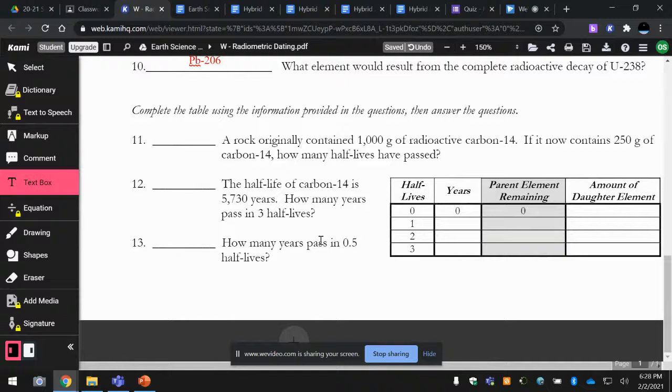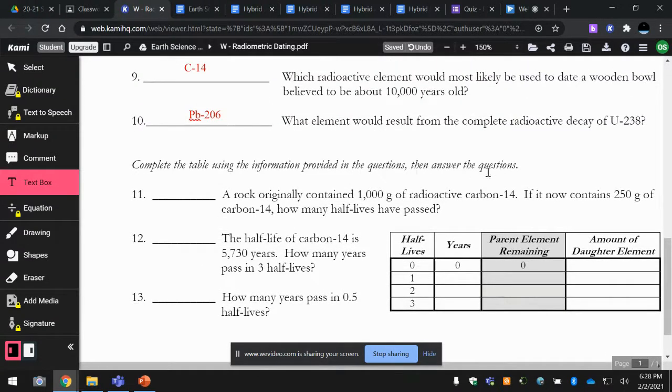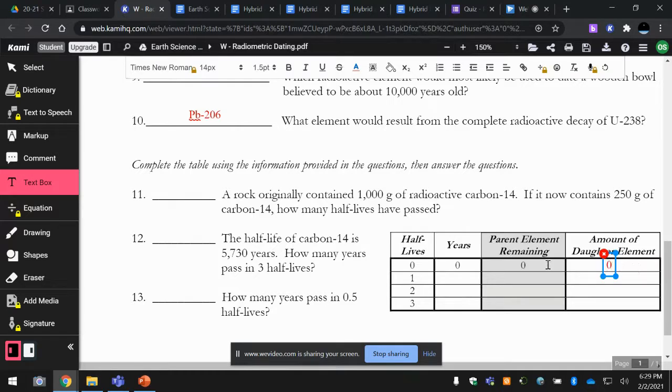Coming down to here. Here's a familiar table. It says complete the information provided in the questions and then answer them. Remember, when doing radioactive decay problems, I said you need to make a table with 4 columns: half-lives, years, parent, and daughter. And we always start off with 0 half-lives, 0 years, and the parent, 0 daughter. I got this backwards here. Actually, it's not 0 parent, so take note of that. A rock originally contained 1,000 grams of radioactive carbon-14. So actually, the answer here in this column would be 1,000. Apologize for the zero in the wrong place there. Can I strike that through? I don't know. Let's see here.